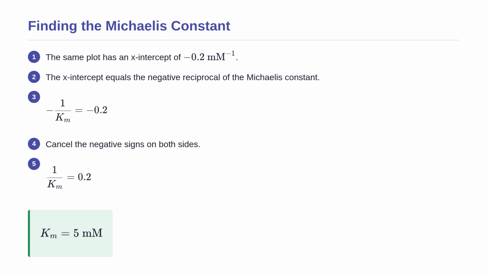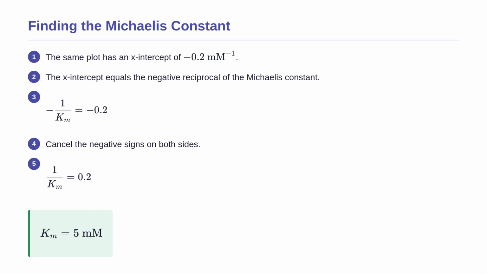Following up on that maximum velocity calculation, let us find the other crucial enzyme property. The biochemist notes that the same line crosses the horizontal x-axis at a value of negative 0.2 per millimolar. We need to calculate the Michaelis constant. We know the x-intercept is mathematically equal to the negative reciprocal of the Michaelis constant.